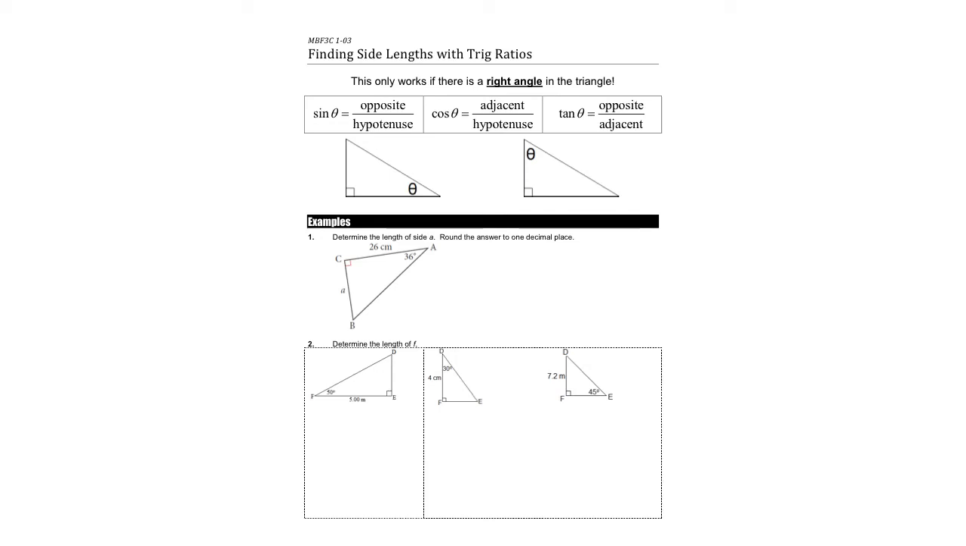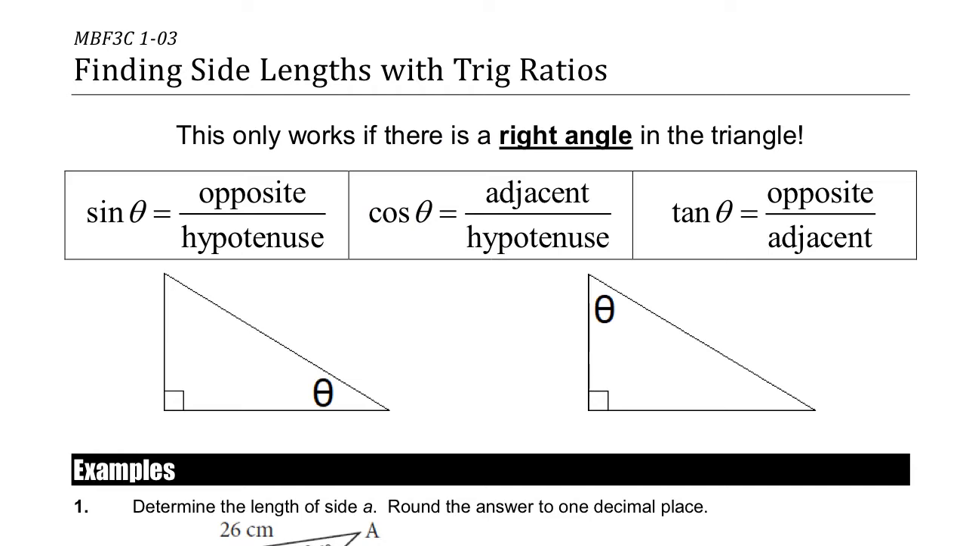Please use this handout to follow along with the lesson. This lesson continues on the theme of trigonometry. Last time we looked at using the Pythagorean theorem to find a missing side length in a right triangle. We're going to continue with finding side lengths, but this time, instead of using the Pythagorean theorem, we're going to use trig ratios, or trigonometric ratios.